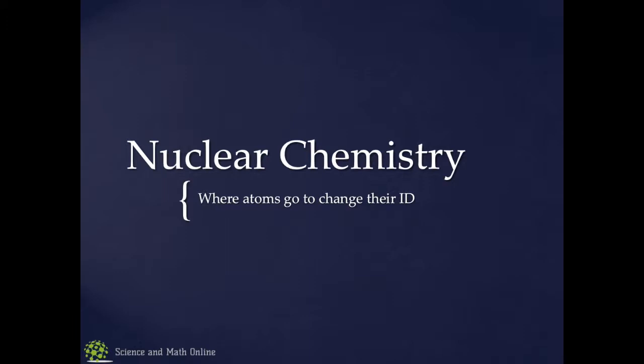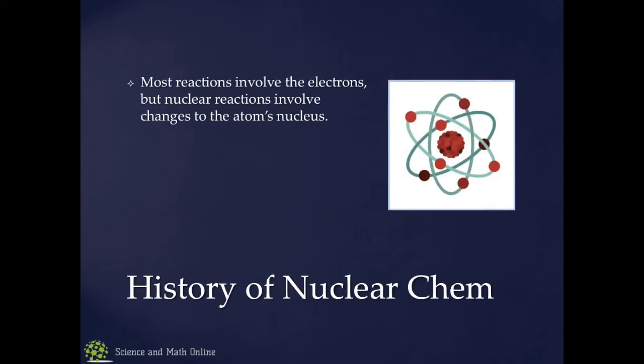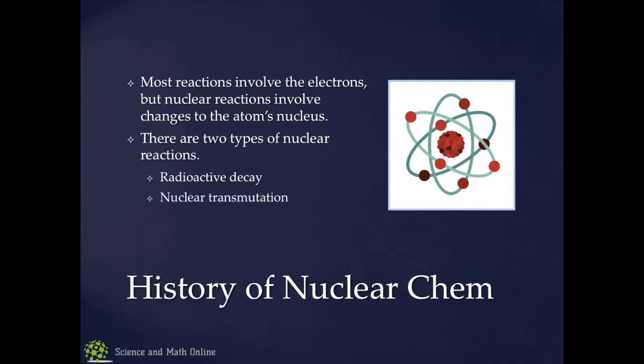Nuclear chemistry is where chemistry gets weird. Because most reactions that we deal with involve electrons, but nuclear reactions involve an actual change to the nucleus, hence the name nuclear. Okay, and so they come in two flavors. We have radioactive decay, where, as the name kind of implies, the nucleus gets smaller. Or we can have what we call nuclear transmutation. Big wordy name. That's where atoms gain and their nucleus gets bigger.